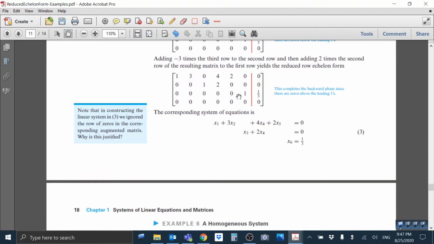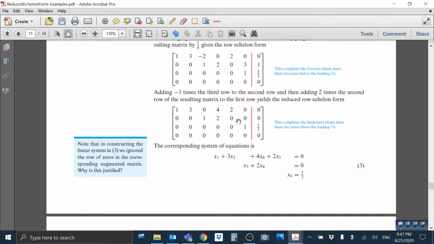Well, they fixed it by applying other row operations. So now my leading one is the only one in the column. My leading one is the only one in the column. Everything else is 0. The leading one is the only non-zero value in the column. Great. So this matrix is in reduced echelon form.